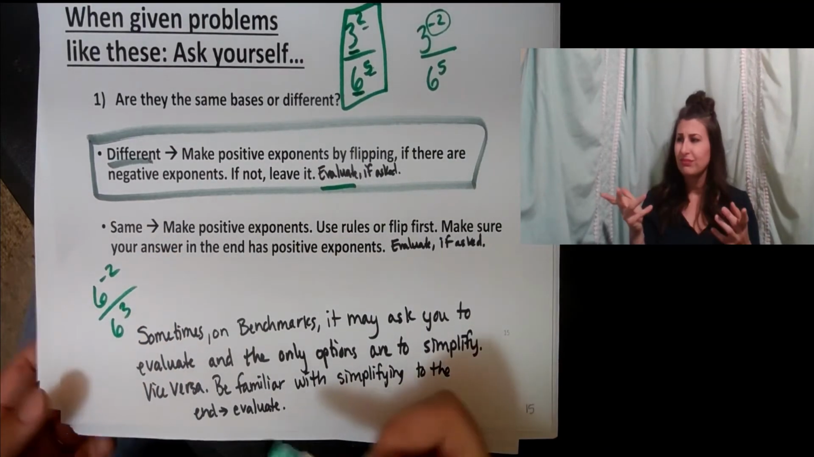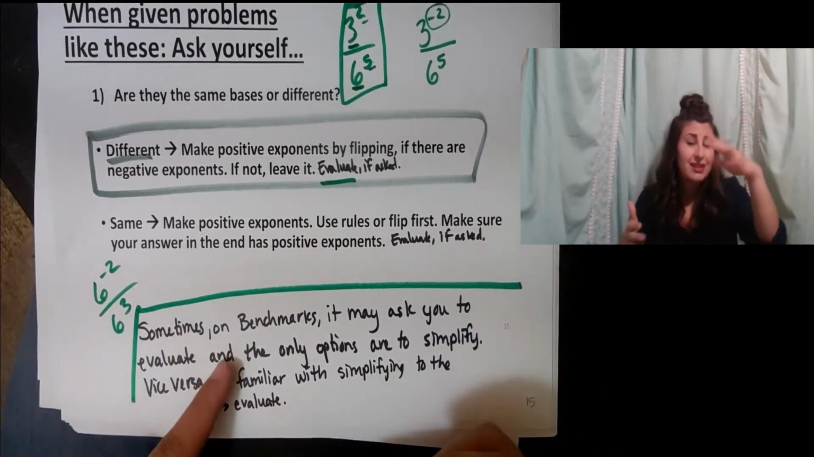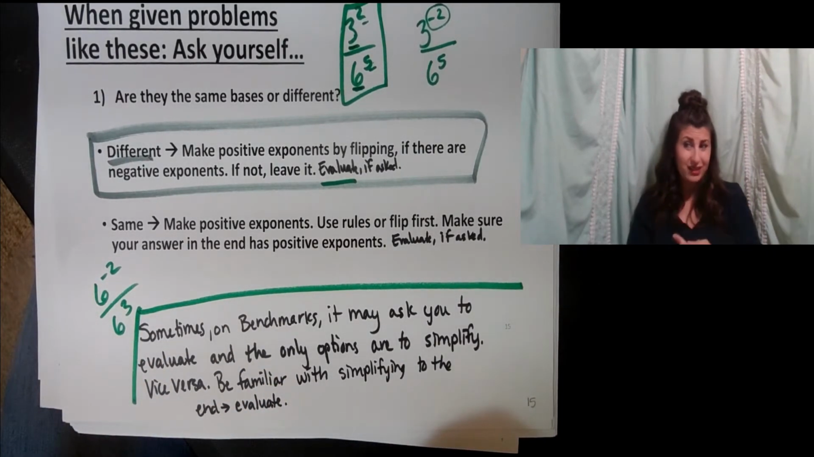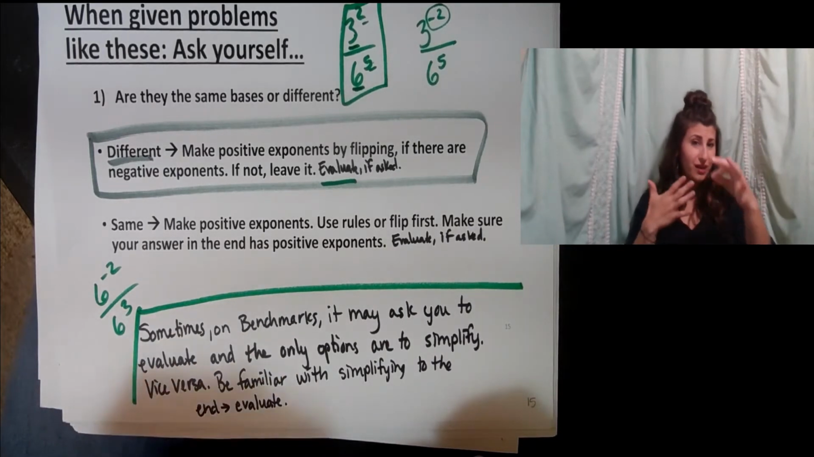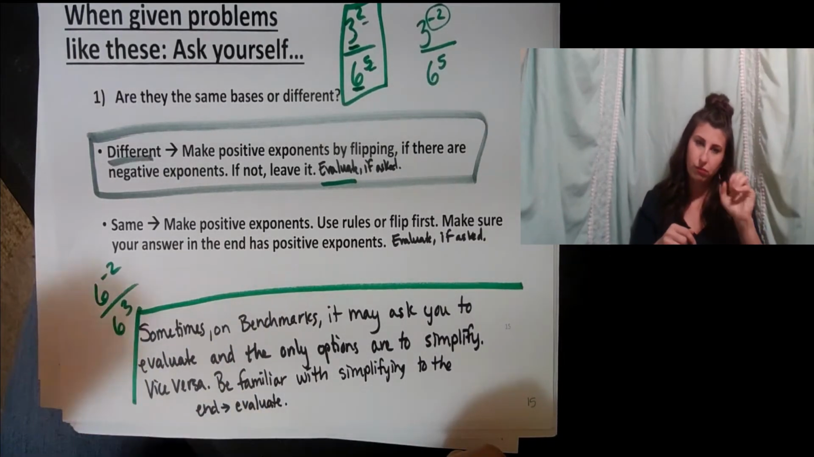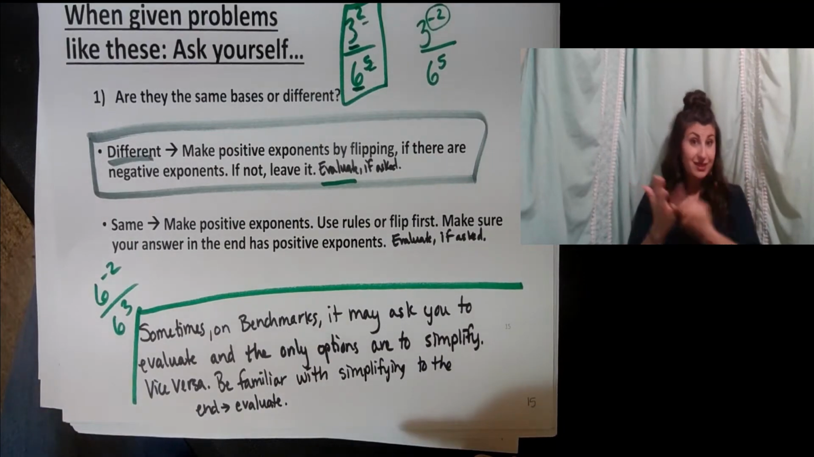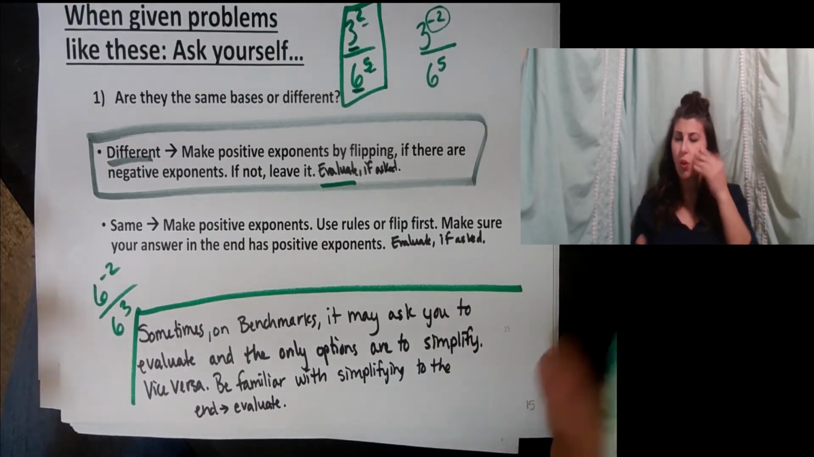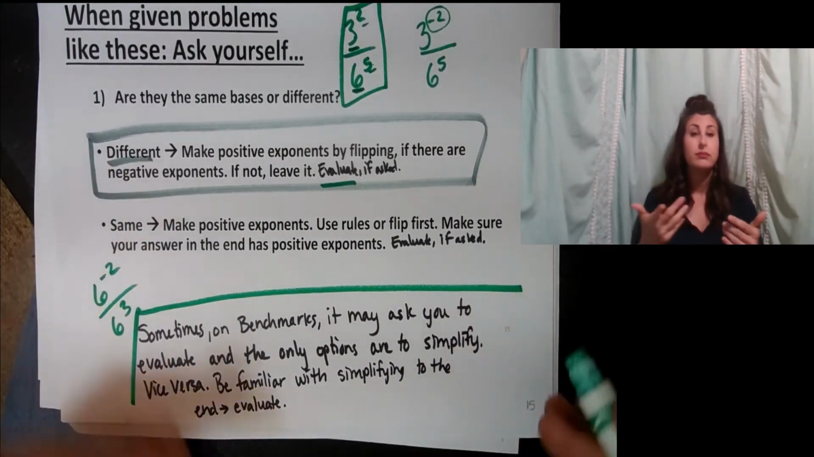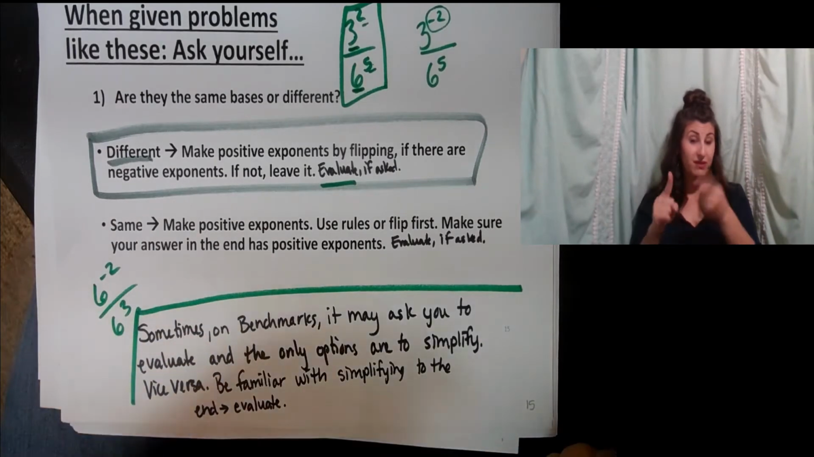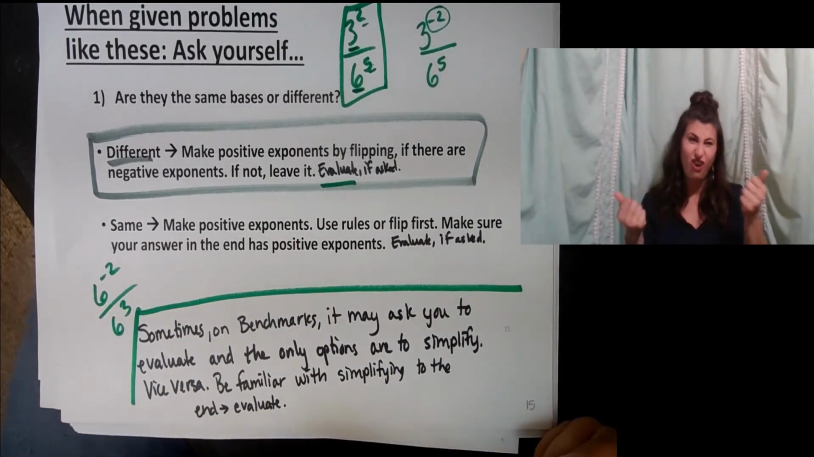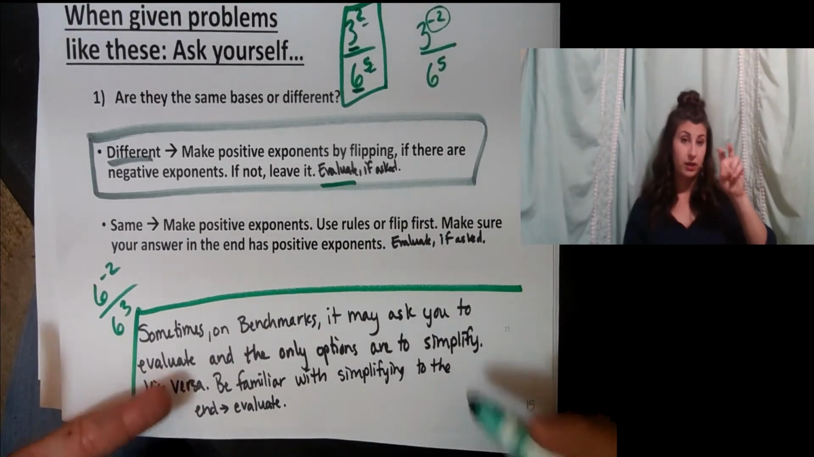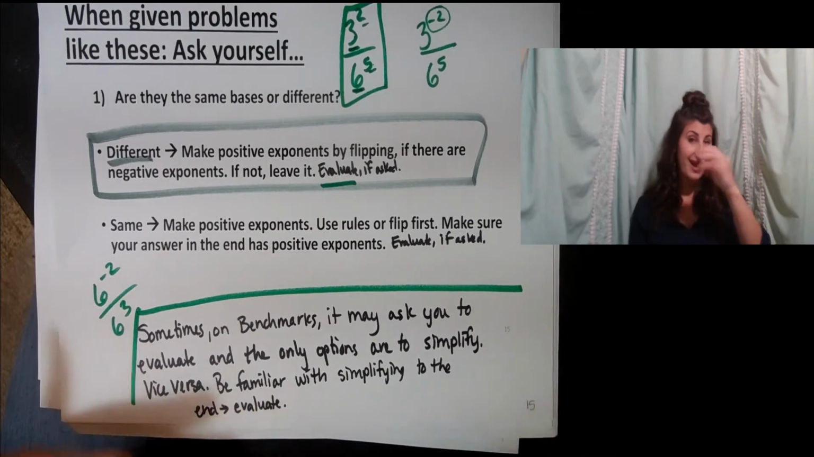All right. And just a little pointer, sometimes on benchmarks, it may ask you to evaluate. And the only options, because usually on benchmarks it's multiple choice, if they ask you to evaluate, sometimes the only options are a simplified version. All right, just be familiar with simplifying to the end. When you simplify all the way to the end, that's when you evaluate, that's when you actually solve it. So just be aware that, again, the word evaluate and the word simplify are used interchangeably.